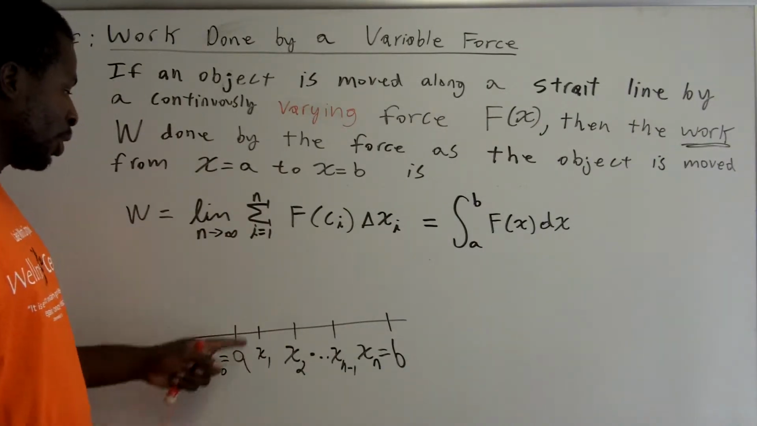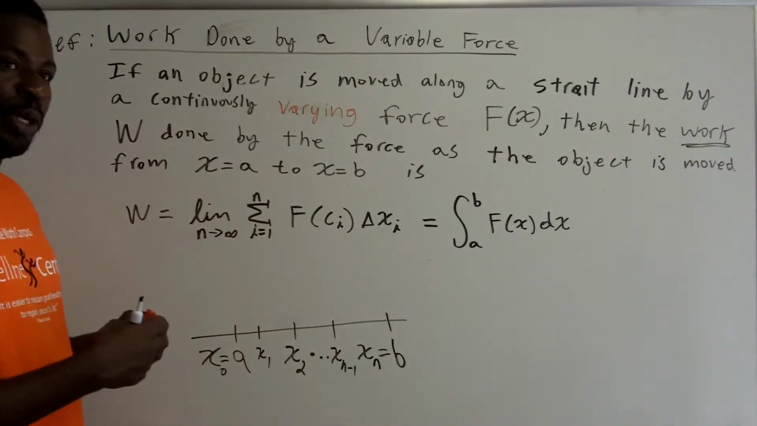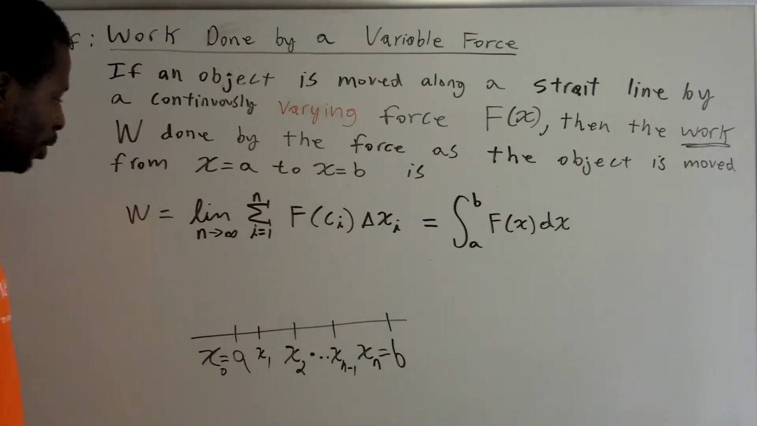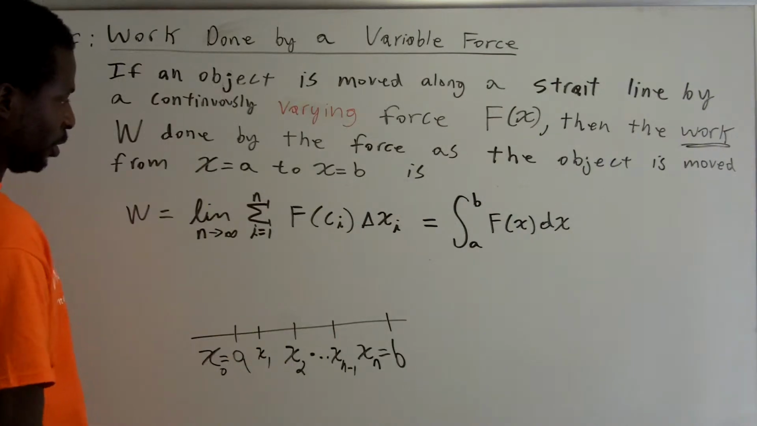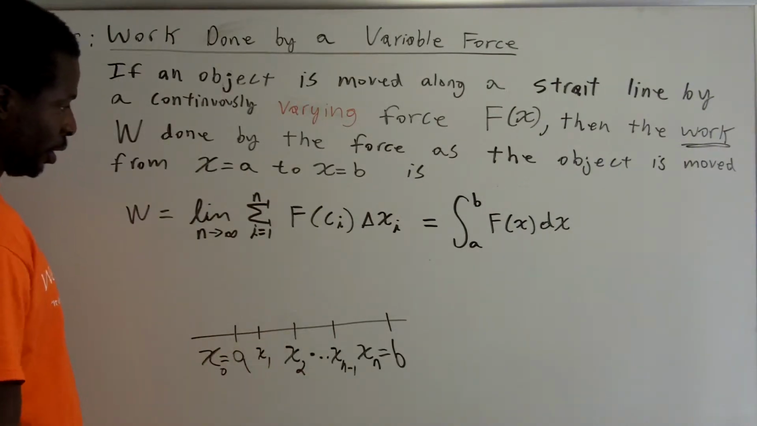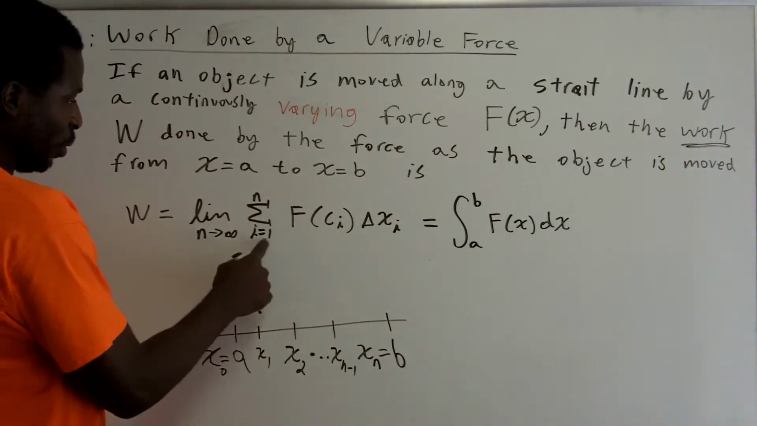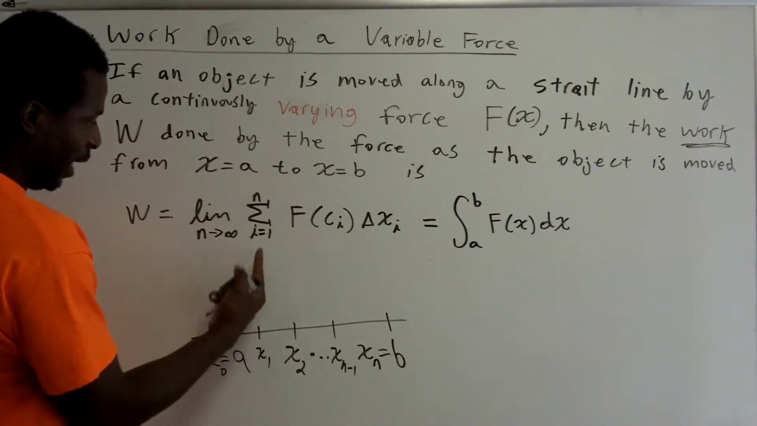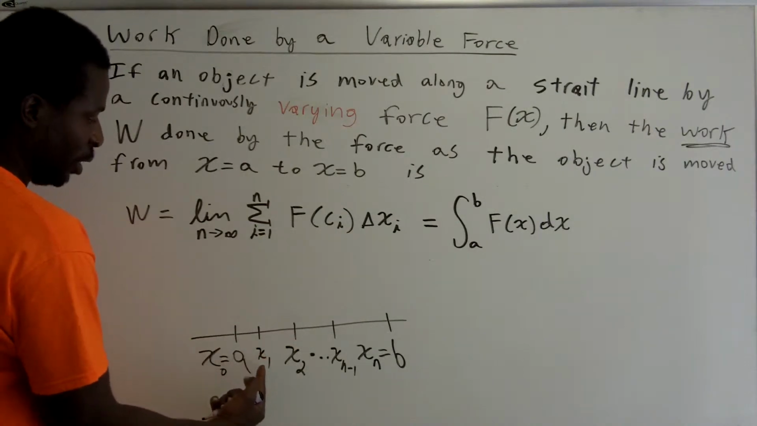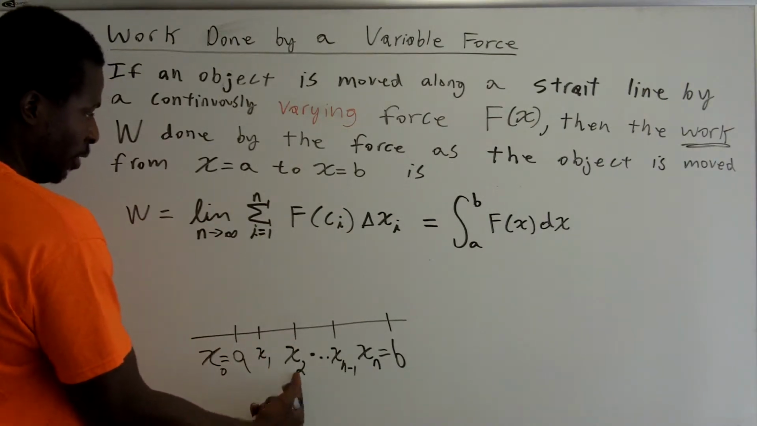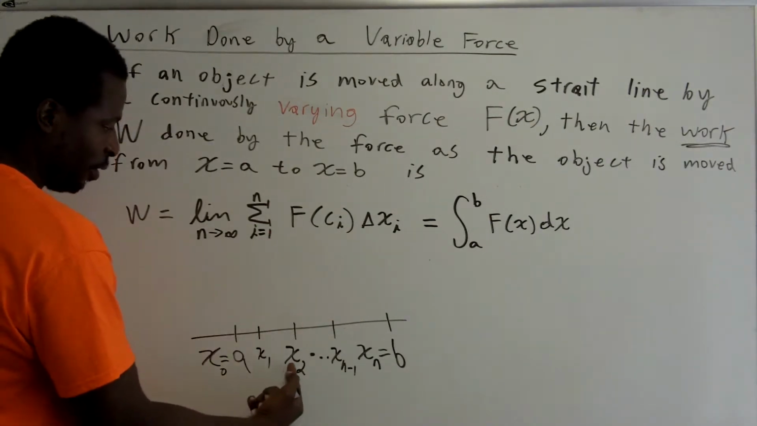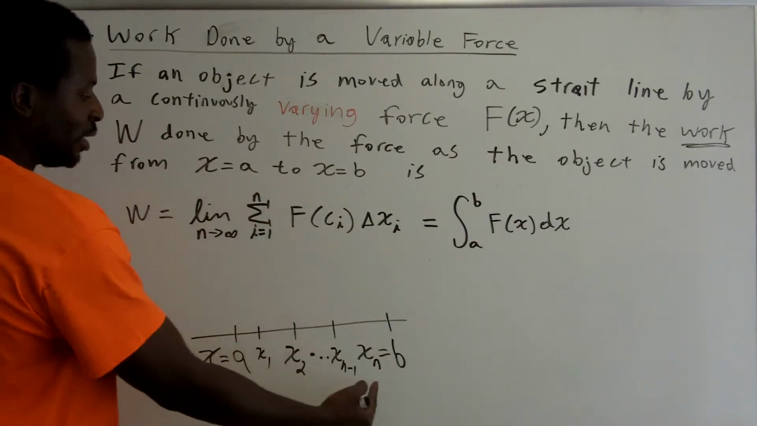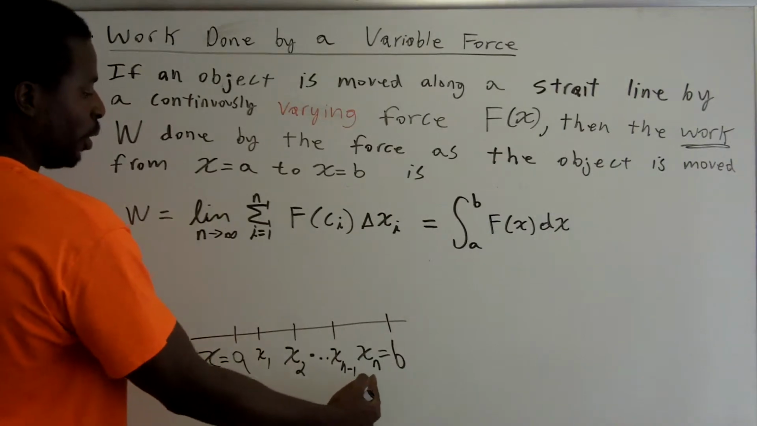And for each one of these subintervals, I'm going to calculate the work done on that particular subinterval by assuming that the force on that subinterval is constant. So, for instance, if i is equal to 1, that would be the first subinterval from x0 to x1. If i is equal to 2, that would be the second subinterval from x1 to x2. If i were equal to 3, that would be the third subinterval from x2 to x3, and so forth. When i is equal to n, that's the nth subinterval from xn minus 1 to xn.